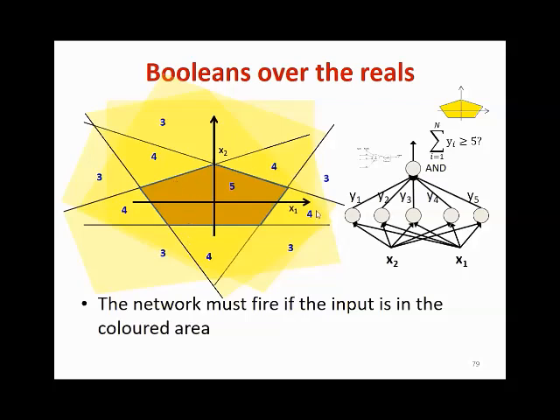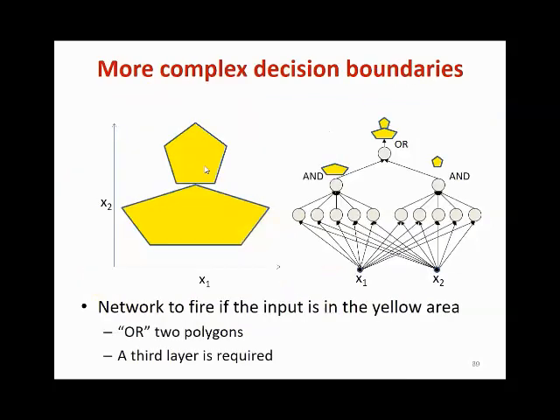Anyway, so once we know how to compose this pentagon, we can compose more complex decision boundaries, like this double pentagon, where, yes, this is an interesting one.